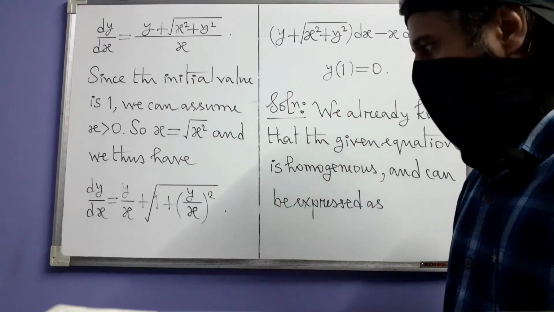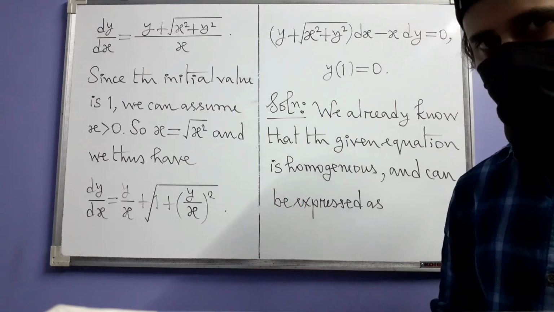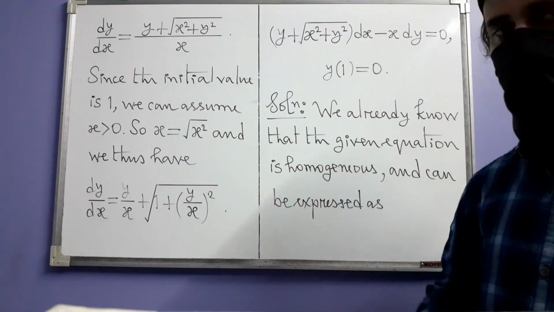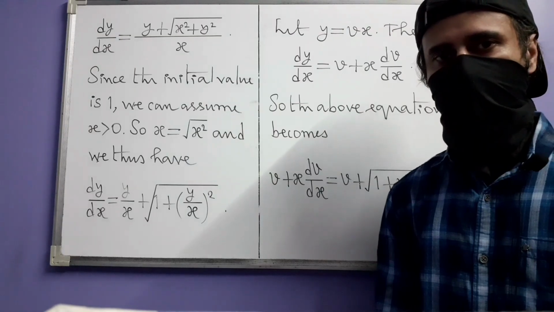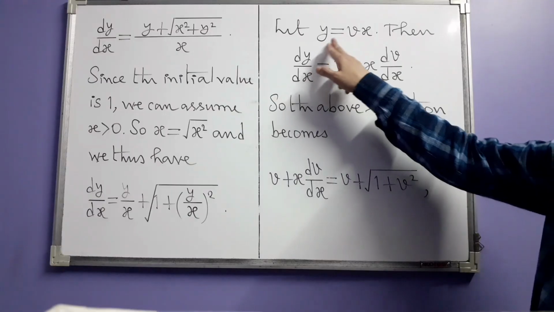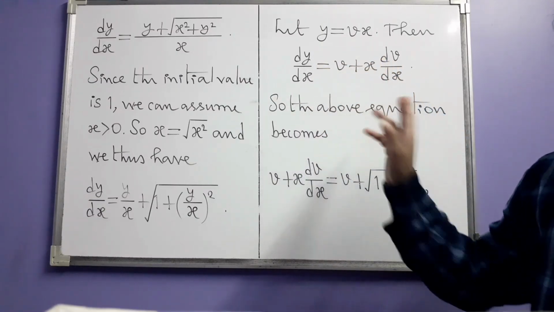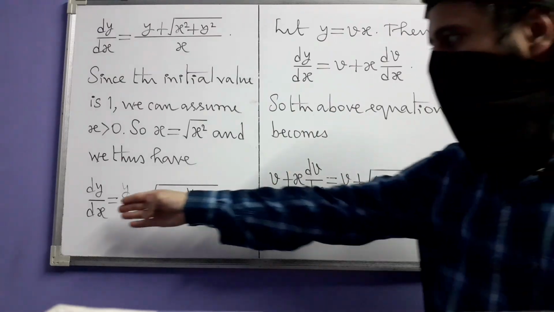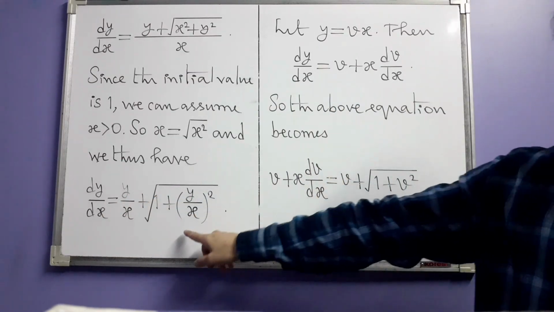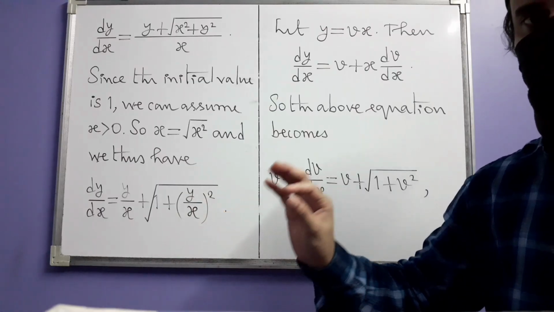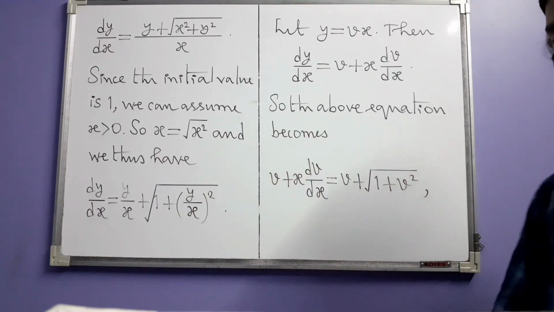So now we just have to again apply that transformation y equal to vx, turn this into a separable equation and then solve it. So we write the transformation y equal to vx, and again dy/dx is v plus x dv/dx, and then we use that here. v plus x dv/dx equals, what will happen to this? y divided by x is v. So the right hand side becomes v plus square root of 1 plus v square.